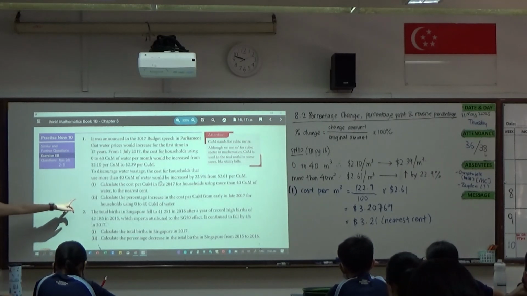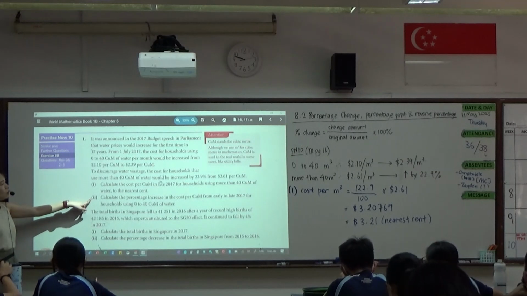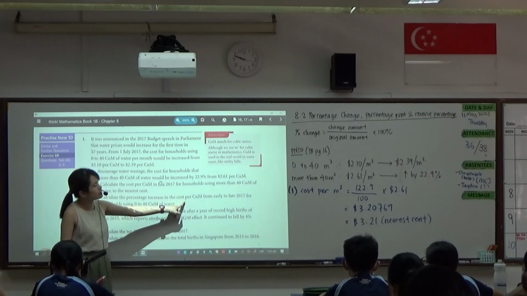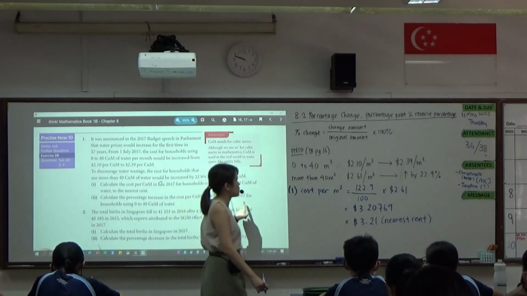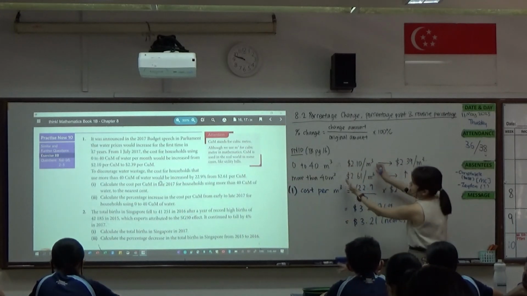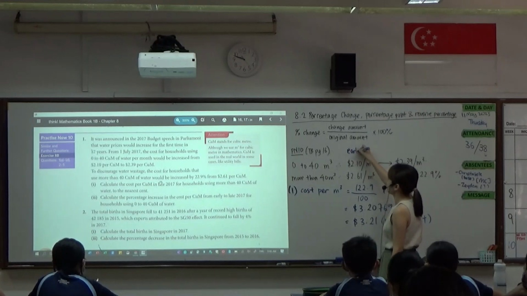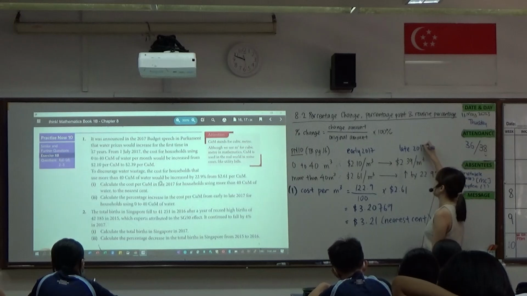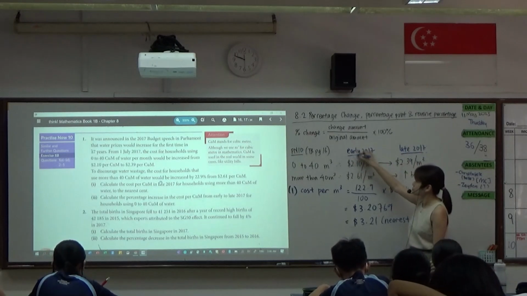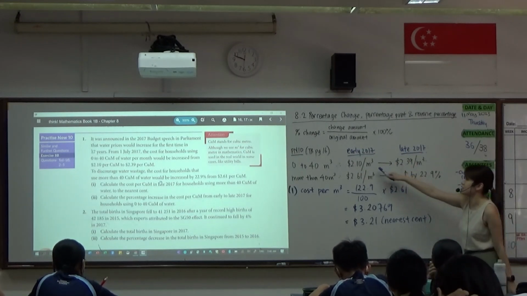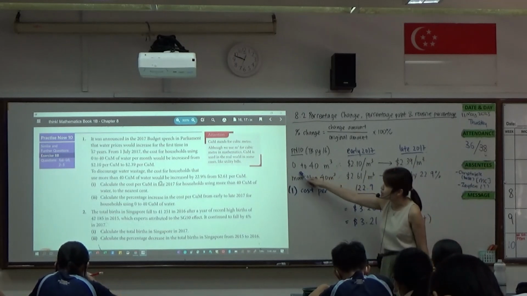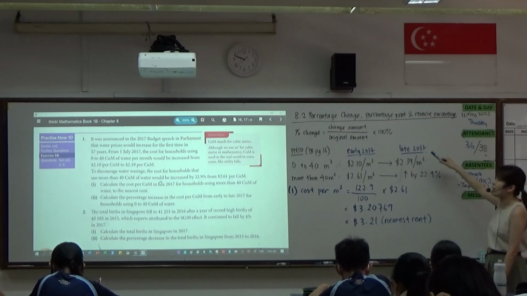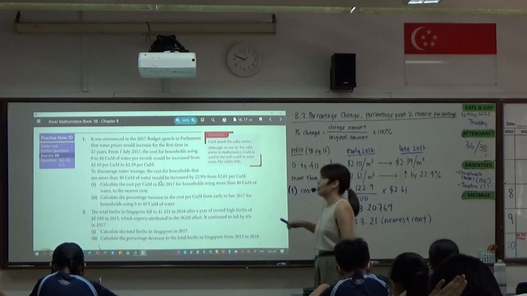Then in part 2, we want to calculate the percentage increase in the cost per cubic meters from early to late 2017. This column over here is actually the early 2017. This is after the increment, this is the late 2017, by the way. We want to find out what is the percentage change when water consumption is between 0 to 40 meter cubes. So we will apply our formula.